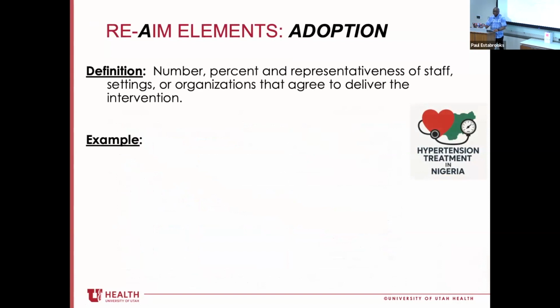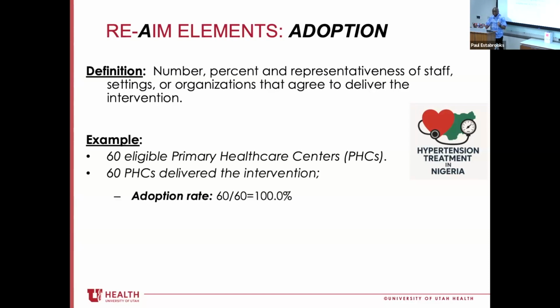So going to adoption, what do we mean by adoption? Adoption means the number, the percent, and representativeness of staff, settings, organizations that agree to deliver the intervention. So with the HTN, 60 eligible PHCs, 60 PHCs delivered the intervention. So the adoption rate was 100%. All the PHCs were able to deliver that.